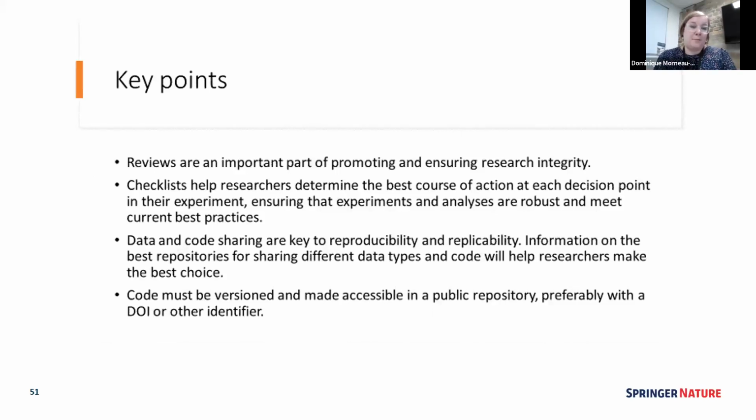Finally, I hope I've made it clear that reviews can be an important part of promoting and ensuring research integrity. Checklists help researchers determine the best course of action at each decision point and ensure that experiments meet current best practices. And data and code sharing are key. Information on the best repositories for sharing different data types and code will help researchers make the best choice. From my perspective, these are two points where our audience can really help their researchers by providing these resources in a single location. And finally, code should be versioned and made accessible in a public repository, preferably with a DOI or other identifier.